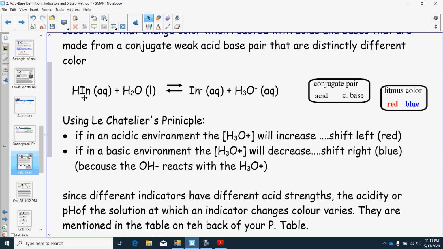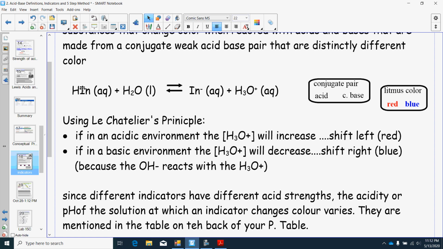So HIn is a general formula for indicators, and because it's an acid in its acid form, it's going to donate that H to water. When water gets that H, it turns into H3O positive, and when the indicator loses that H, it turns into In negative. Remember, it's neutral over here, lost an H, so it gets more negative. So this is a general equation for an indicator in action.